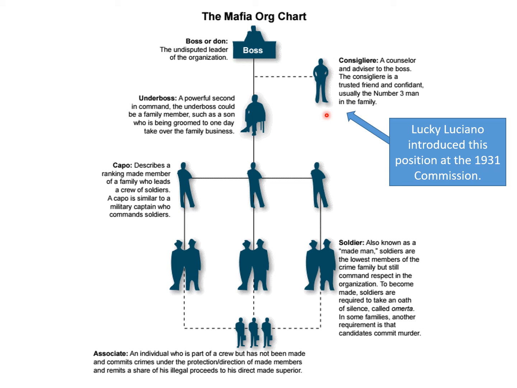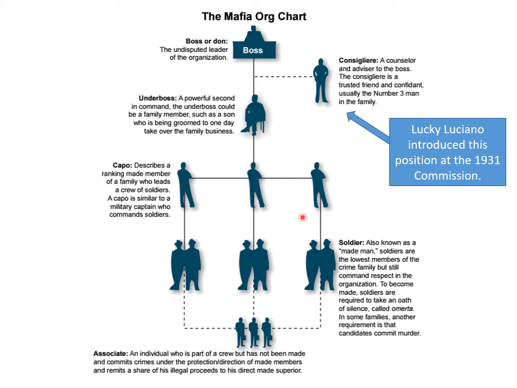Okay, so this gave them more of a say in what was actually happening and more responsibility and authority over the rest of the group. So the number 2 position then is the underboss. Okay, second in command. It tends to be a family member, such as a son, who is basically being groomed to take over the family business one day.